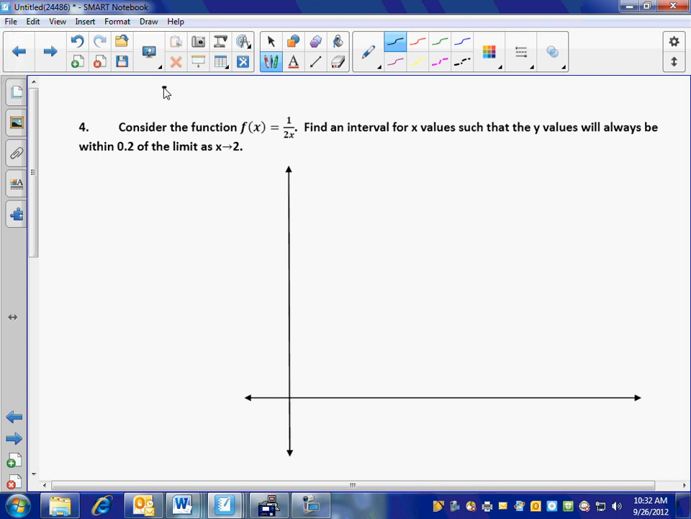You're going to have your graphing calculator. You do have a graphing calculator.